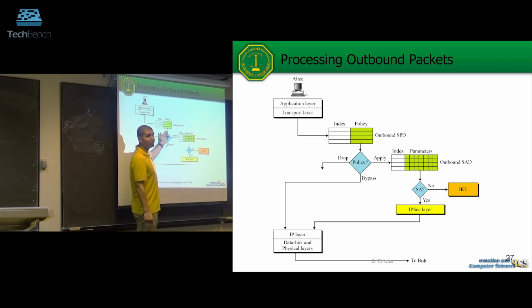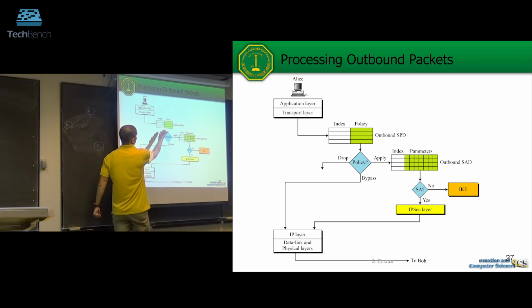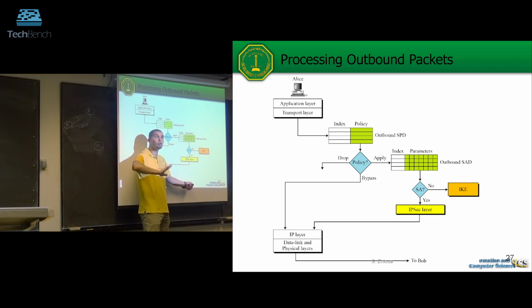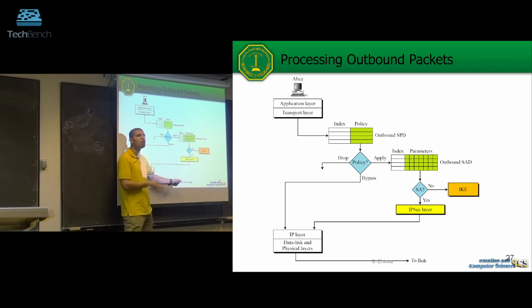So there is a policy here. According to the IP of Bob, it will look for the security policy entry, and here it will tell it whether to discard or drop, apply, or bypass. For example, if an IP is trusted, if Bob is really trusted, we don't even need to use IPsec. So the decision will be bypass: just send it without encrypting, without protecting. Just send it in plain.